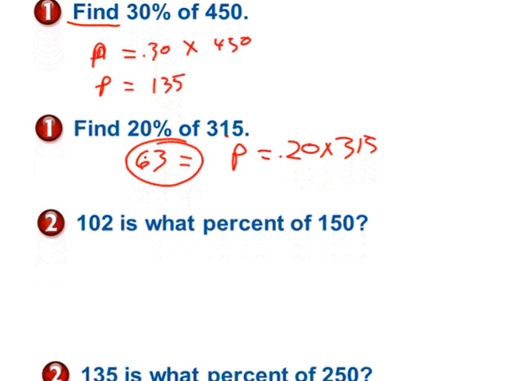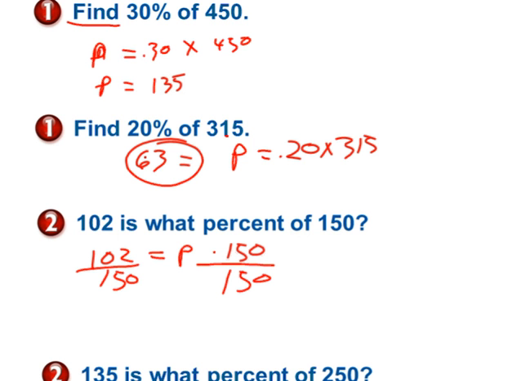Here we've got one where it says 102 is what percent of 150. So here I've got my part, which is the 102, is equal to an unknown percent times the 150. To solve that, I need to divide both sides by 150. And I'm left with percent then is equal to 102 divided by 150. And I'm going to use my calculator for that. 102 divided by 150 equals 68%.